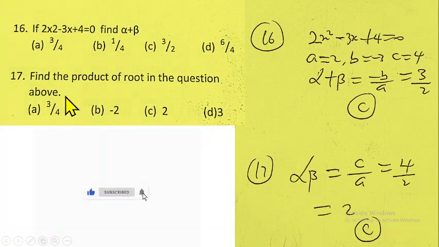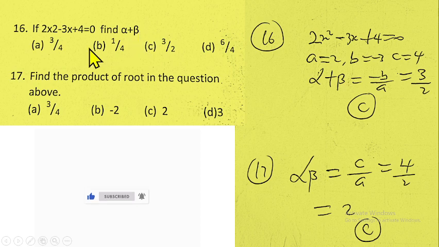Questions number 16 and 17 are applicable to this question. So we are going to use this question to solve 16 and 17. We are given, if 2x squared minus 3x plus 4 is equal to 0, you have to find alpha plus beta. There is a typographical error as well. This is 2x squared, because it's a quadratic equation.